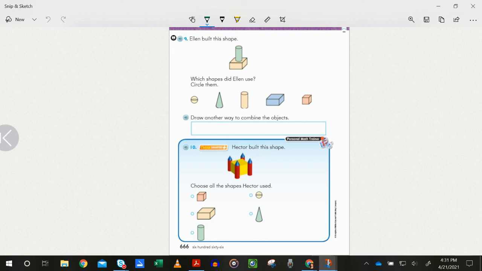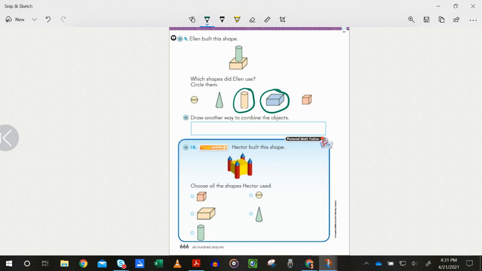Let's go back to number 9. What did Ellen use? She used a cylinder and a rectangular prism. So you could have put them any way together down here as long as you have them connected. Then you should get the star on that.